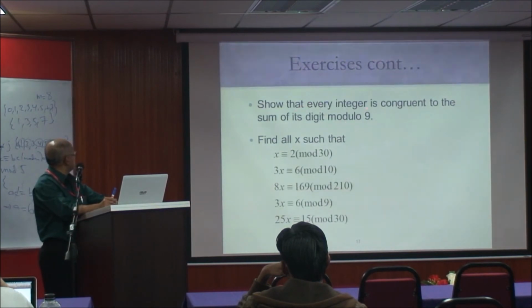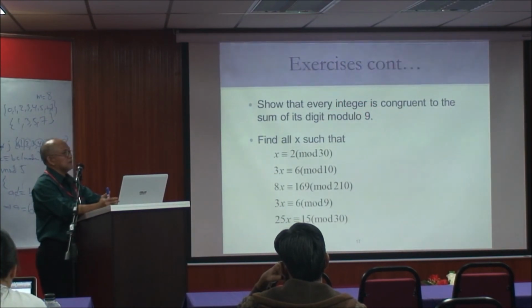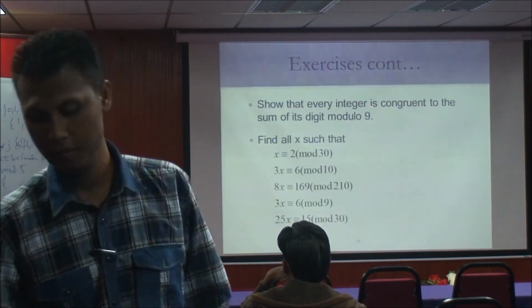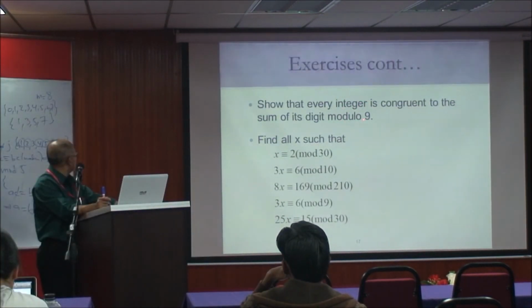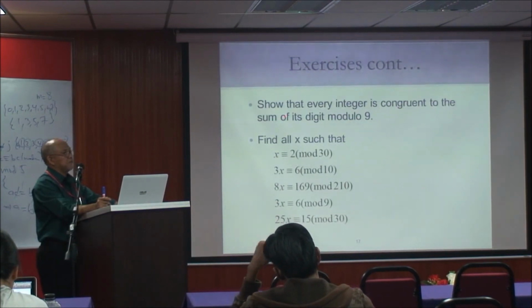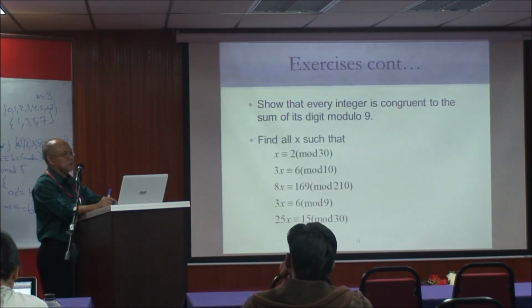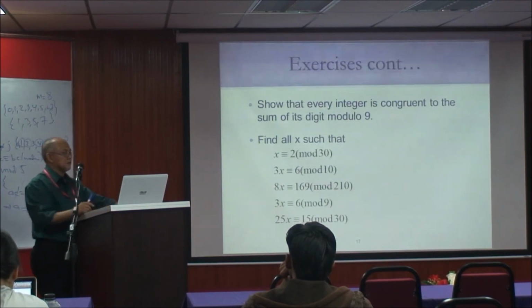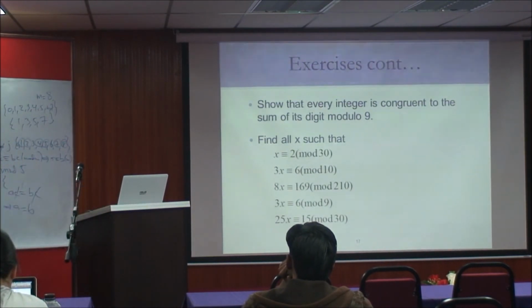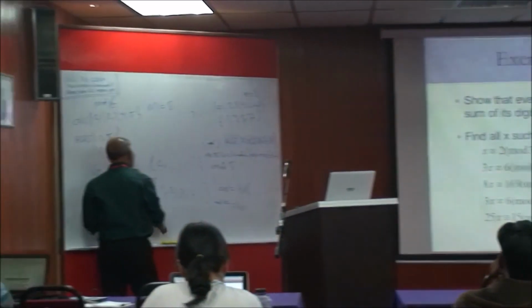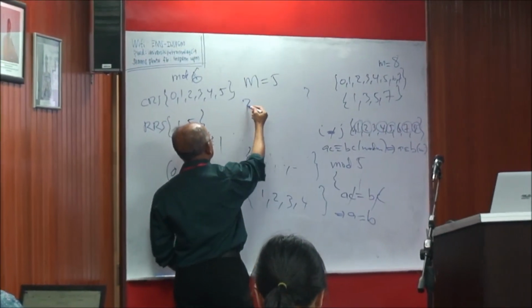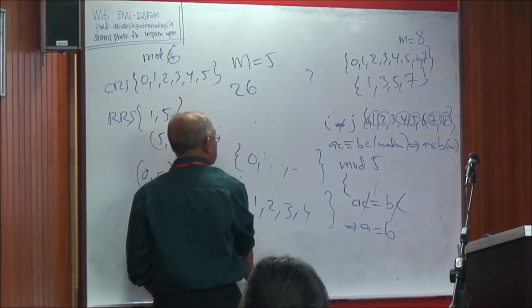Okay, this one shows that every integer is congruent to the sum of its digits modulo 9. This is an interesting question. Given an integer, look at the digits. If you were to add up the digits, the number itself is always congruent to the sum modulo 9. So, for example, let's say 27.